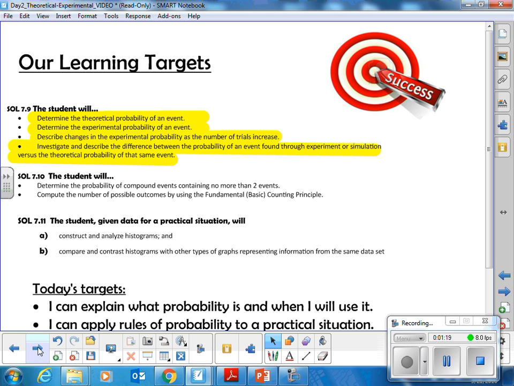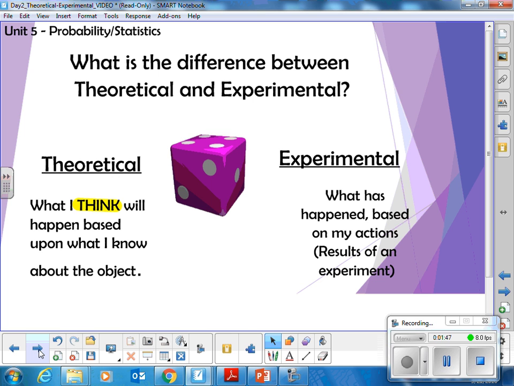When we say the number of trials, that's how many times we're doing something. So what happens the more we draw marbles out of a bag, or flip a coin or roll a dice, what happens to the experimental probability? And then investigate and describe the difference between the probability of an event found through experiment or simulation versus theoretical probability of that same event. So those are our learning targets, what we're working toward.